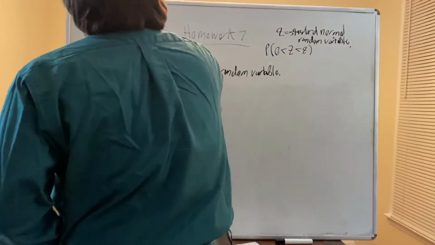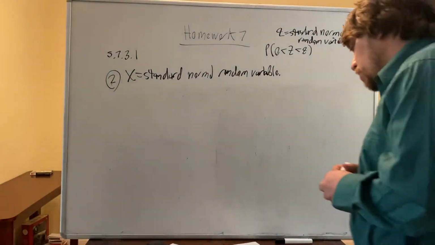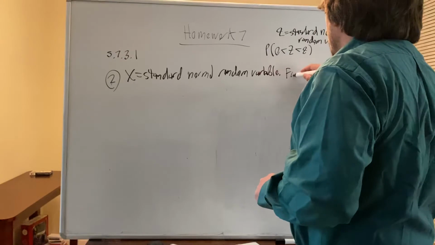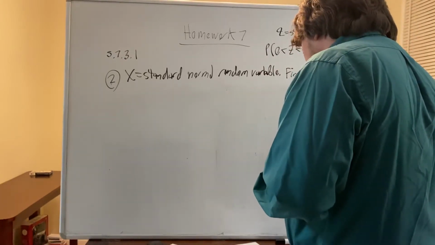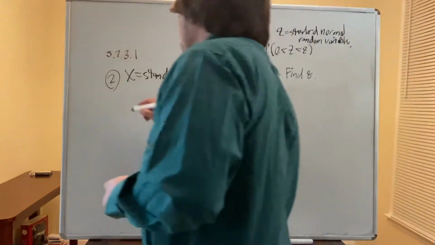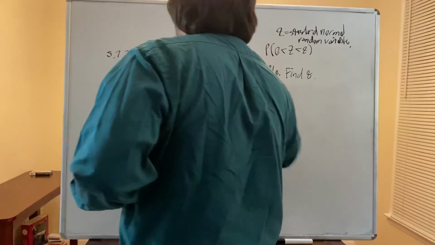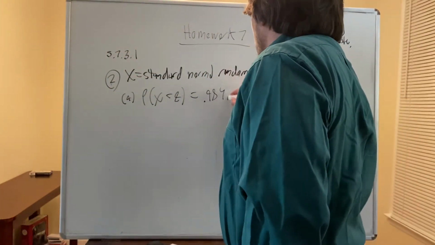Okay, so number 2 is x is a standard normal random variable, and we want to find z, right? And so we want to find z if the probability that x will take on a value less than z is equal to 0.9842.